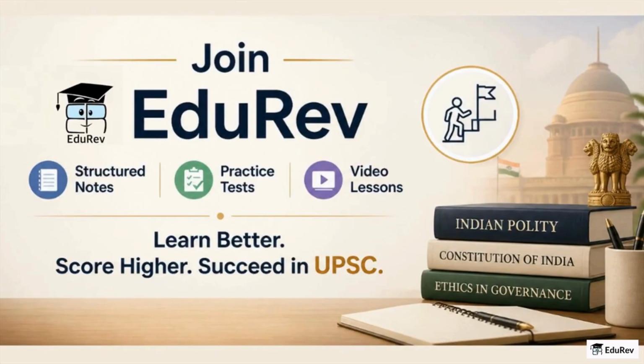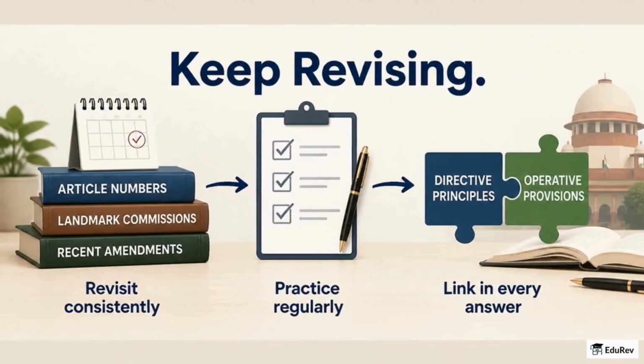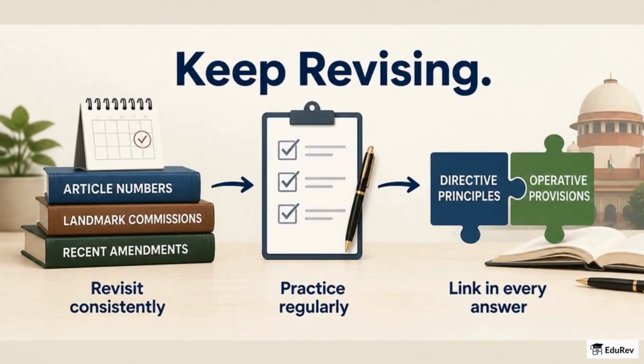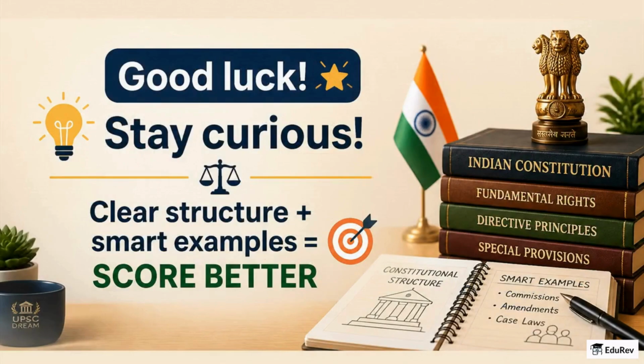Keep revising article numbers, landmark commissions, and recent amendments, and practice linking directive principles to operative provisions in every answer you write. Good luck, stay curious, and remember that clear constitutional structure plus smart examples is the fastest route to scoring on social justice questions.